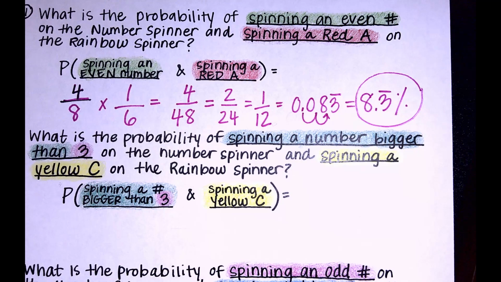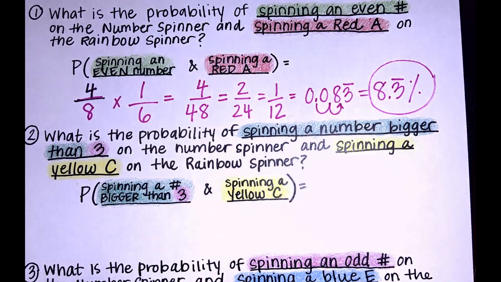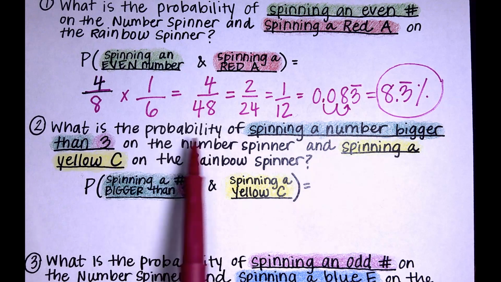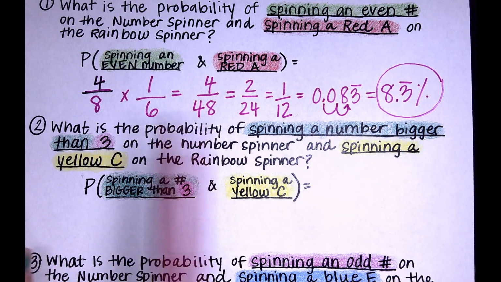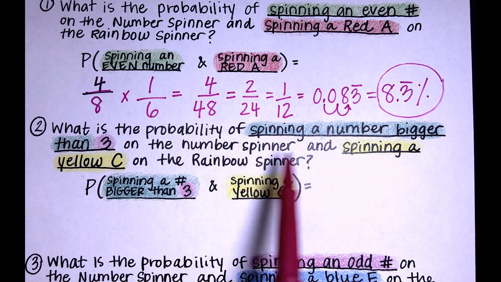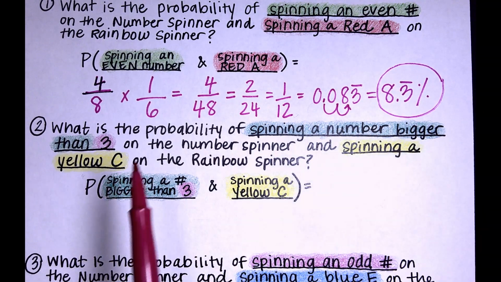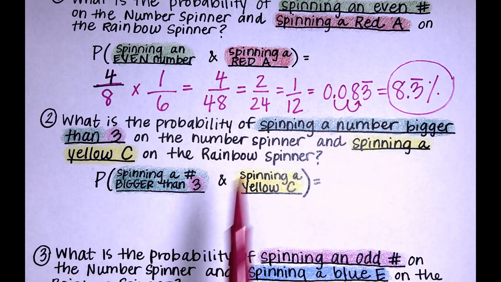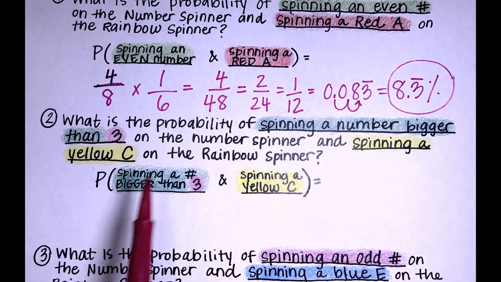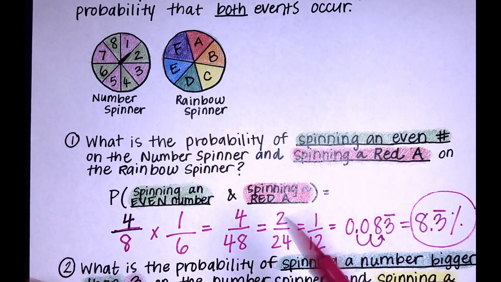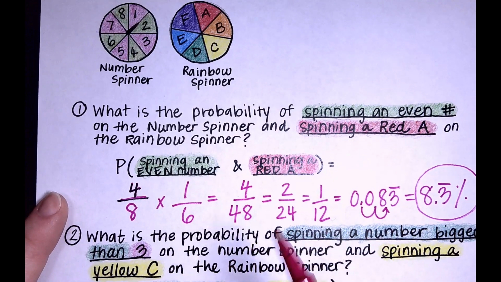Awesome. Okay, let's look at number 2. What is the probability of spinning a number bigger than 3 on the number spinner and then spinning a yellow C on the rainbow spinner? So, how do I find the probability of spinning a number bigger than 3? There's 7 of them. How do you find that number?